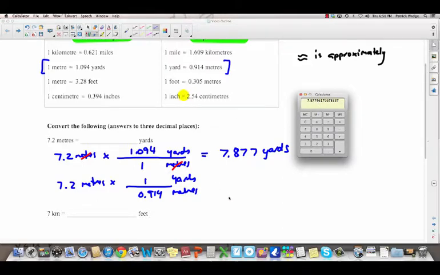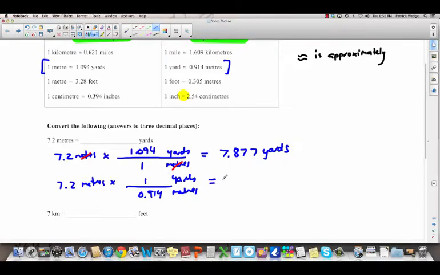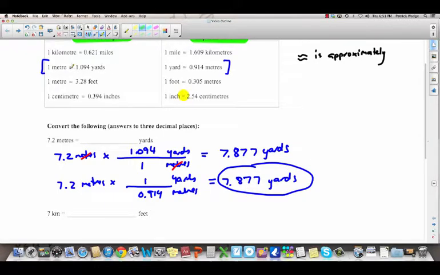Now if you look really closely, you might have noticed, hey, weren't the answers just a tiny bit different? And yes, they were just a tiny bit different. They both round to 7.877 yards. They were a little bit different. That is a function of the fact that these, remember, are not equals. They're approximately. So if you used this conversion over here, and your friend sitting beside you uses one of these over here, and you compare your answers, you might have slightly different answers.